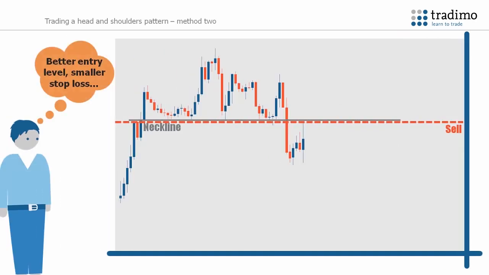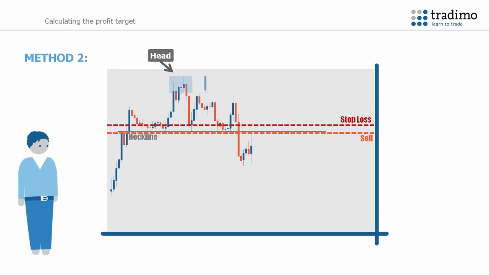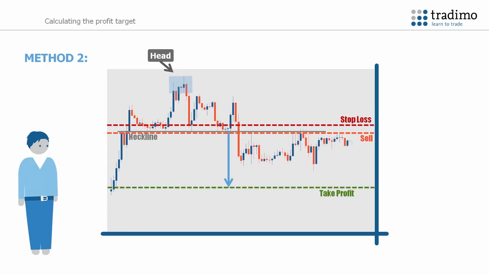This will give you a better entry level and will allow for a smaller stop loss, as you can place the stop loss above the new resistance area. The profit target is found using the same method as before, where you would measure the distance between the head and the neckline of the pattern, and then extend this distance from the neckline in the direction of the breakout.